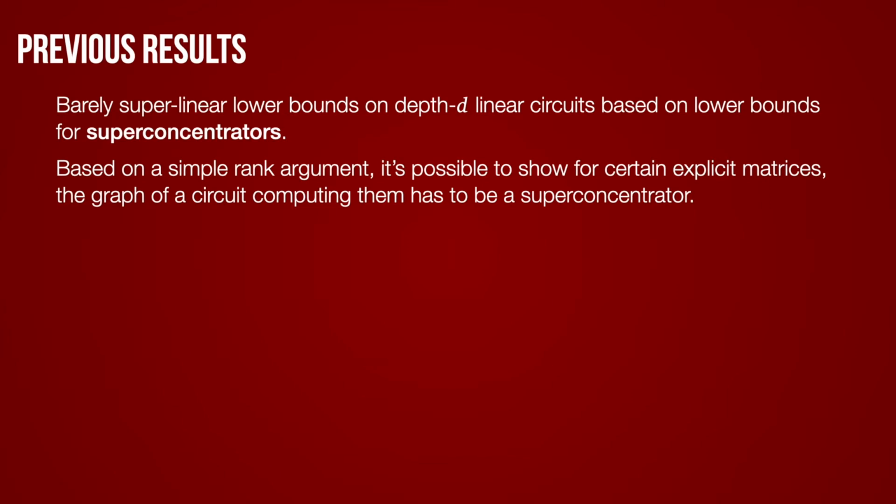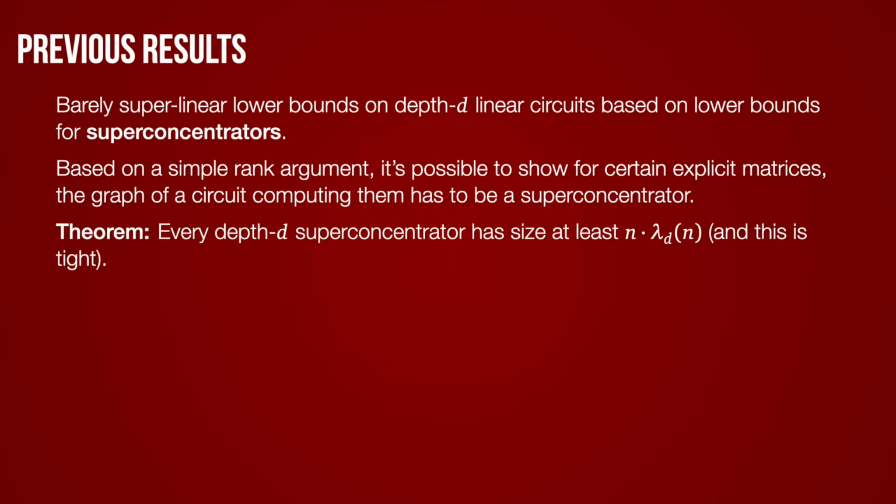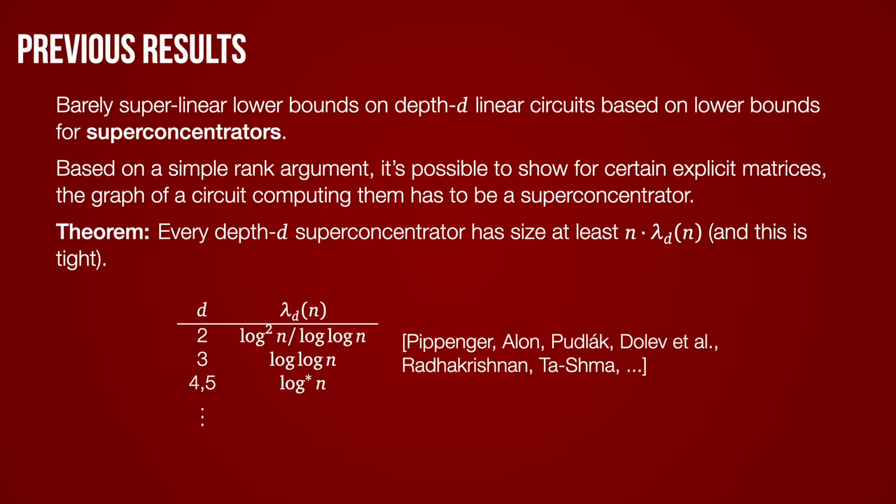The harder part is now to show that every superconcentrator must be large, and this was intensely studied in the past, and today we know how to prove this theorem that every depth d superconcentrator has size at least n times lambda d of n, and for constant d, this function lambda d goes to infinity with n, but very, very slowly. So I have here some examples. When d equals 2, lambda 2 is log squared n over log n. For d equals 3, it's log n, and then for 4 and 5, it's log star, and it deteriorates very, very quickly.